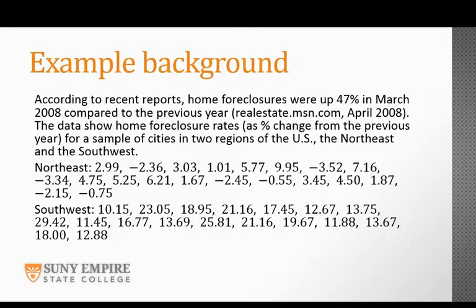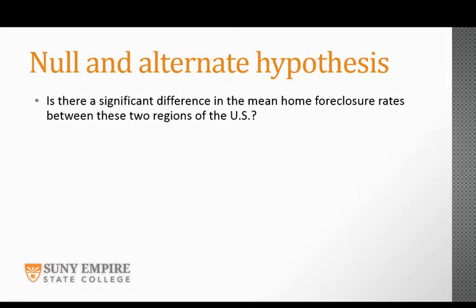realestate.msn.com in April 2008. The data show home foreclosure rates as a percent change from the previous year for samples of cities in two regions of the U.S., the Northeast and the Southwest. What we want to determine is if there is a statistically significant difference between the foreclosure rates in the two regions. We will use the notation X bar sub S to represent the average change in foreclosure rate in the Southwest, and X bar sub N to be the average change in foreclosure rate in the Northeast.